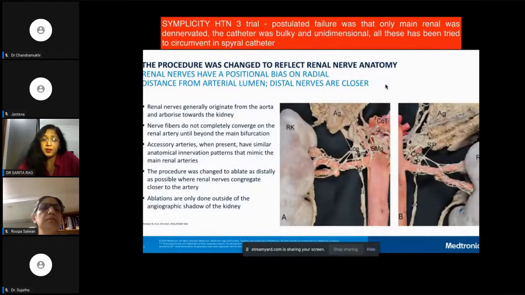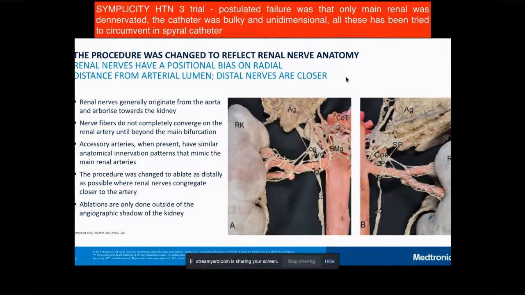So it's the Symplicity HTN-3 trial. Now, this was postulated as a failure. Why? Because the main renal artery was denervated. The catheter which they used at that time was bulky, it was unidimensional, and they have tried to circumvent all of these problems using the Spyral catheter. The procedure was changed to reflect the renal anatomy. Now, the renal nerves have a positional bias and radial distance from the arterial lumen.